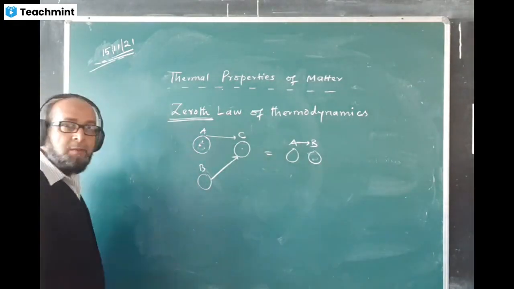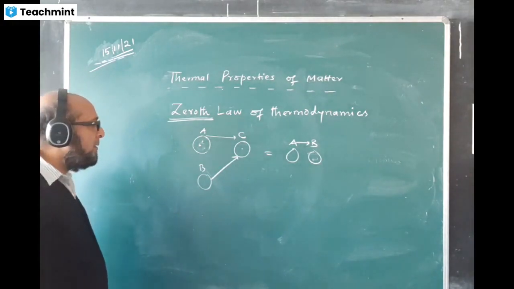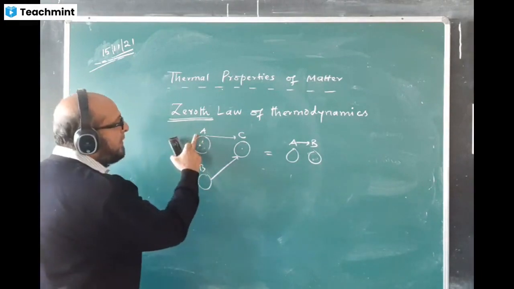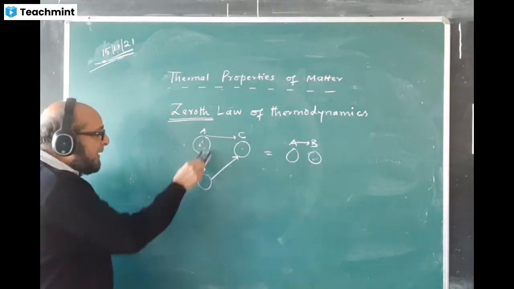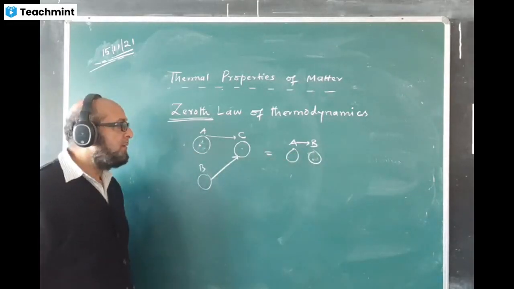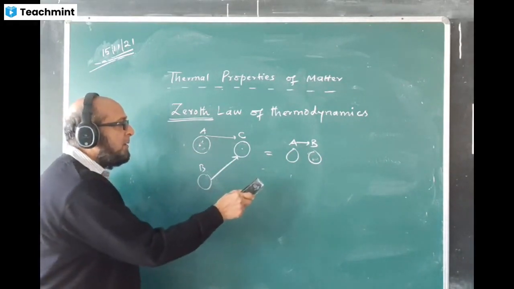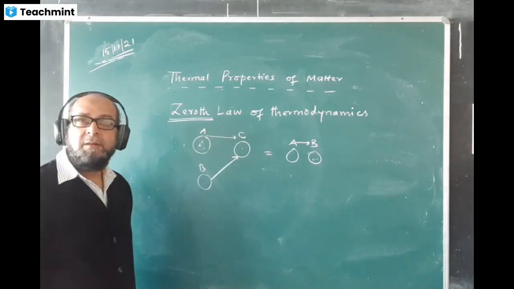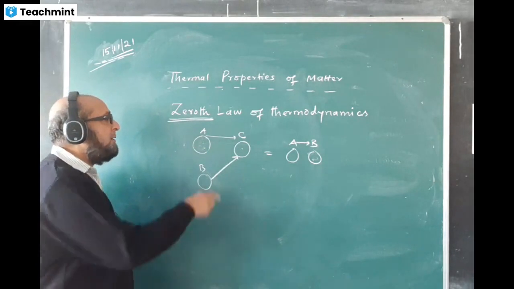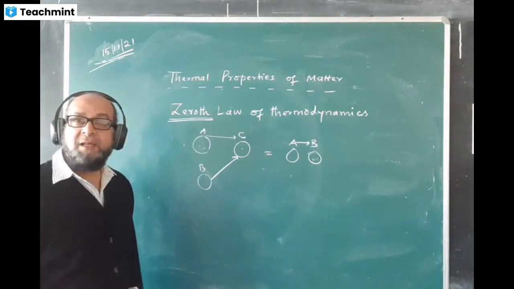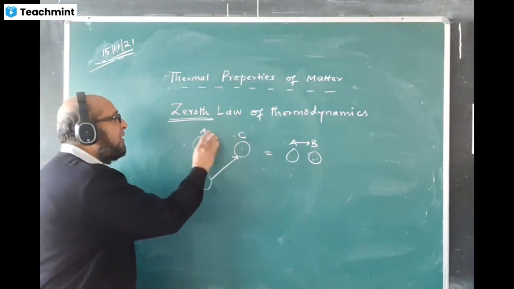Sir, why is the arrow directed from A towards B, there in the diagram? No, I'm saying if A is separately in equilibrium with C, and B also is separately in equilibrium with C, then both A and B will also be in equilibrium. Is A hotter than B? No, they all have the same temperature. I'm not saying heat flow. I'm saying thermal equilibrium. If you are confused, then the arrow doesn't mean anything.